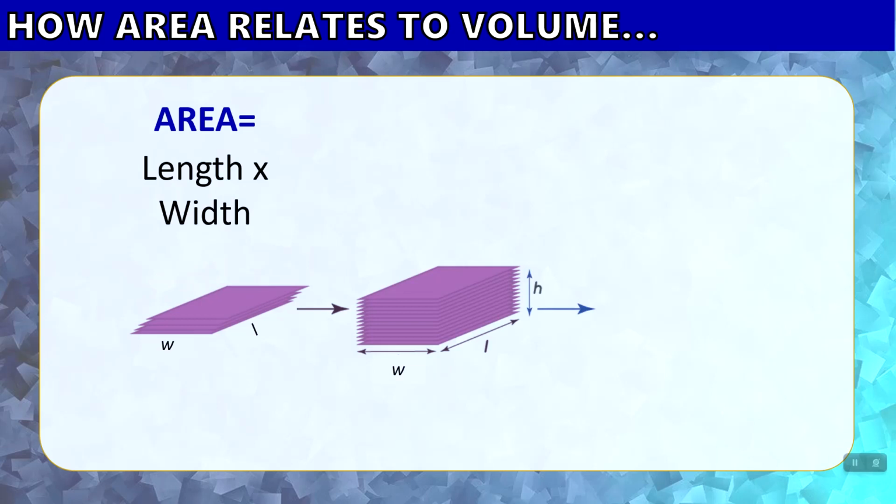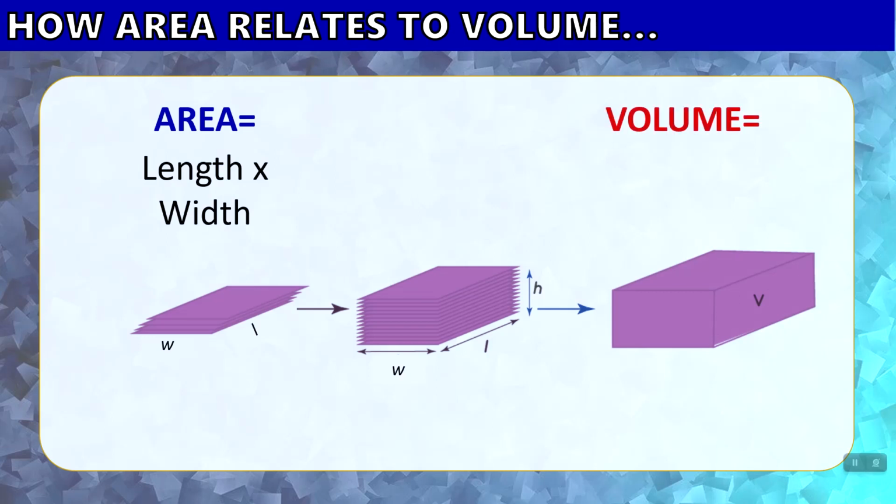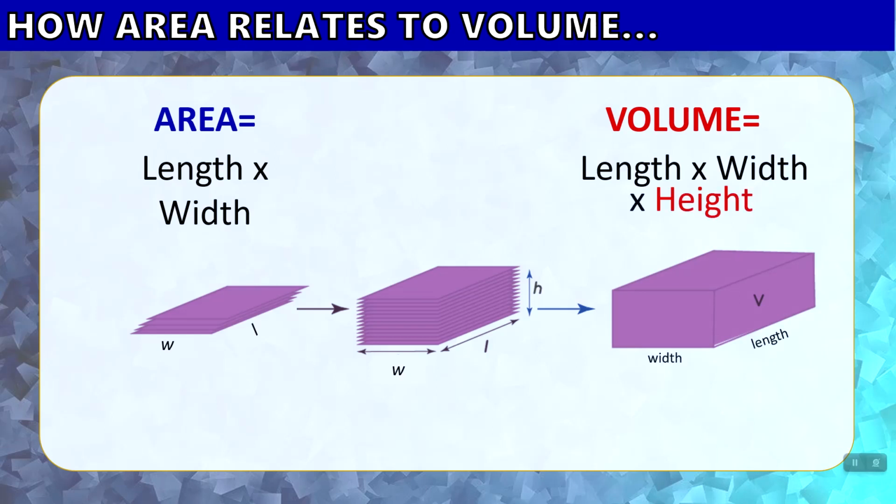And when we do this, we are turning that flat shape now into a 3-dimensional shape that now has a height, a length, and a width. And this is now how we get the volume formula. It has a length and a width, but now also a height. And so the formula for volume of a cube is length times width times height.